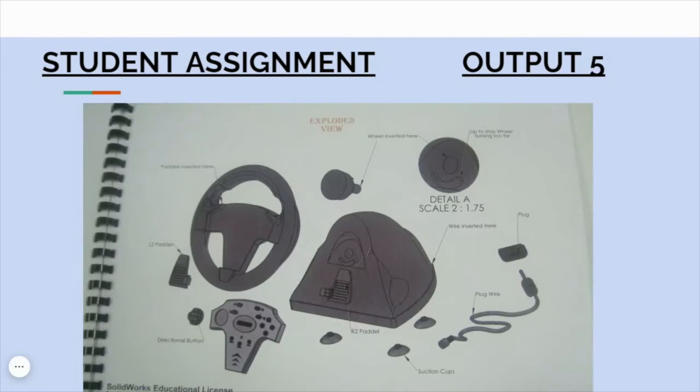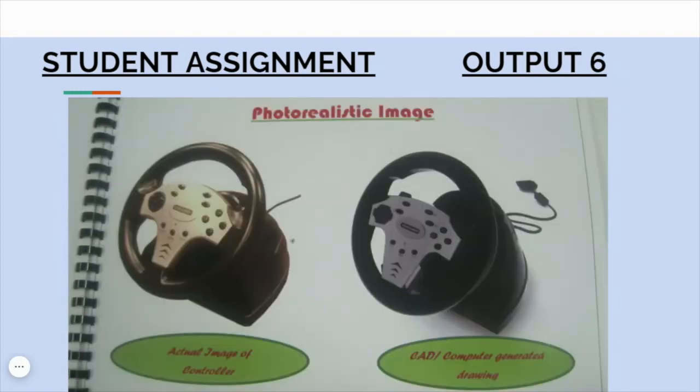And output 5 and 6 then is more SolidWorks views. So you can see here an exploded view, all the parts coming apart, and your photorealistic views. So you can see how powerful the package is, because if you look at the image on the left-hand side, that's the actual controller in real life. And the image on the right then is where the student has modeled it up using SolidWorks. And you can see how similar both images are.